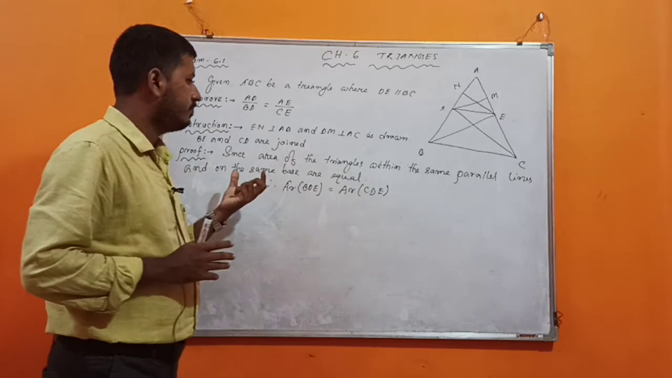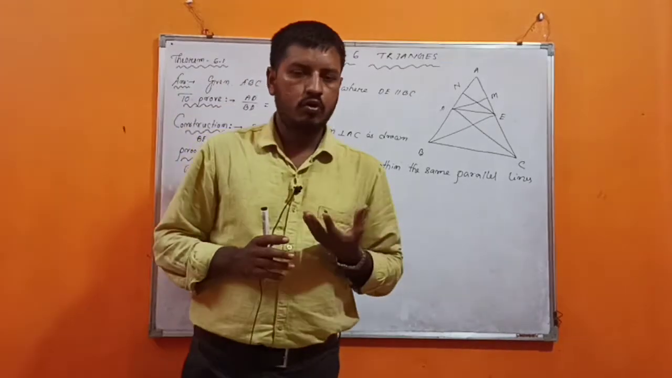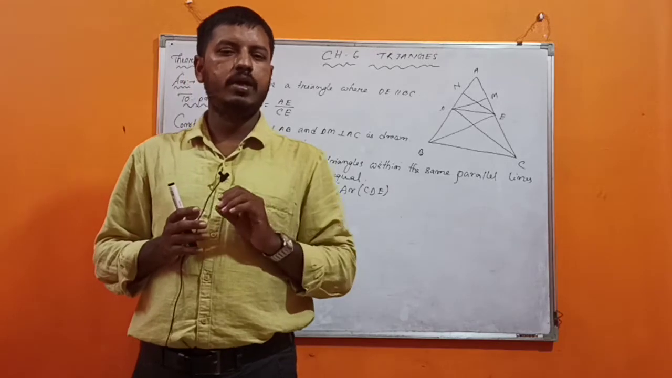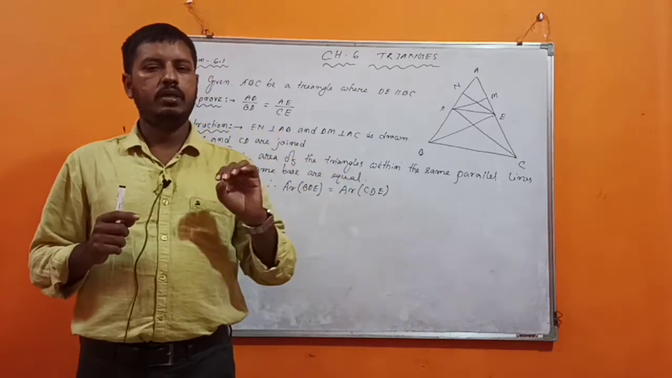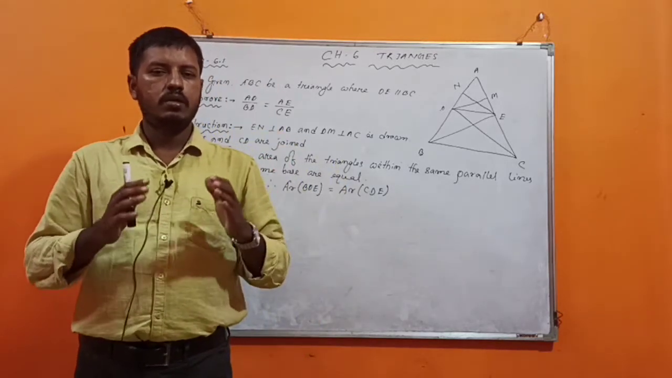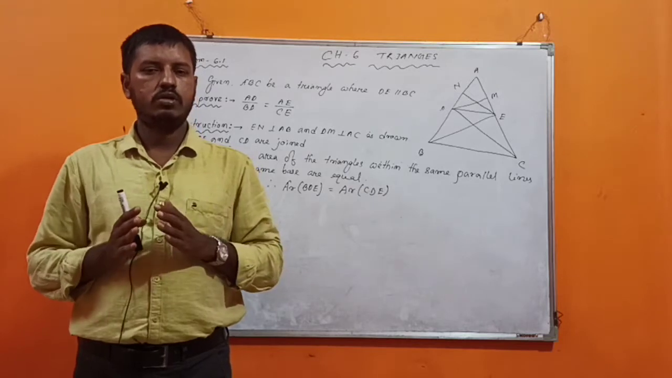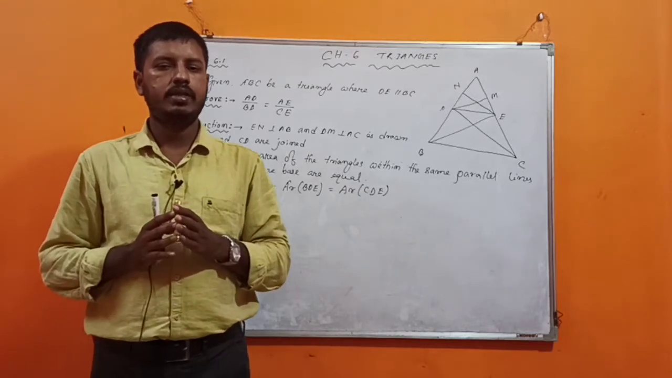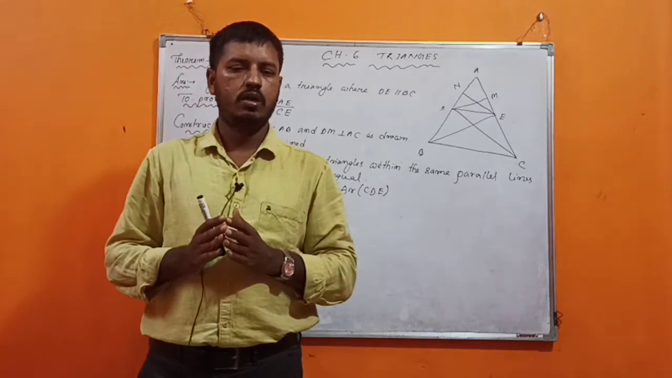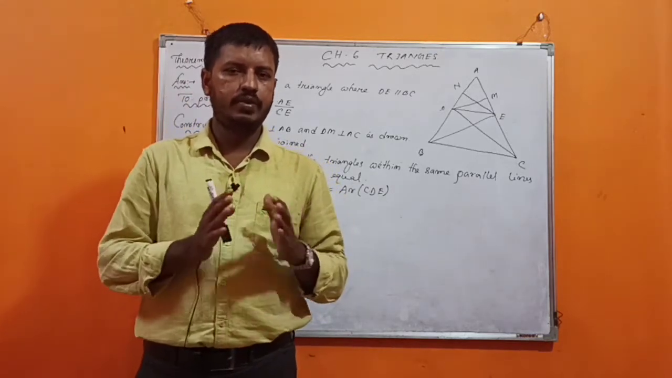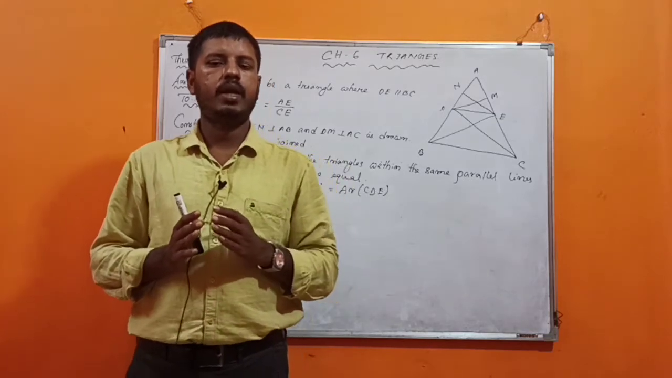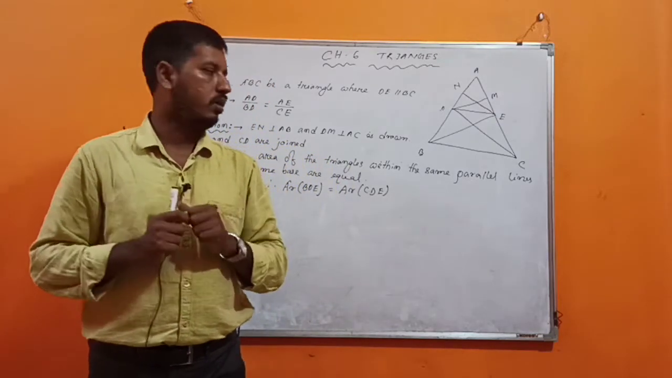In the proof, we use a theorem from class 9. Please remember it. It was given in one theorem that the areas of triangles on the same base and within the same parallel lines are equal. What I have said: areas of triangles on the same base and within the same parallel lines are equal.